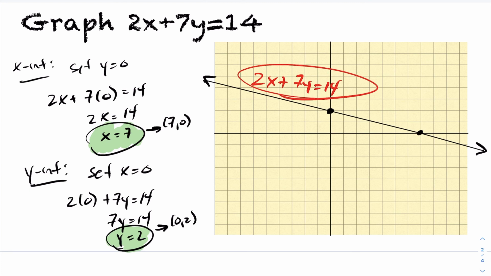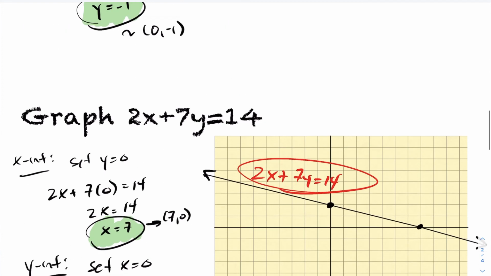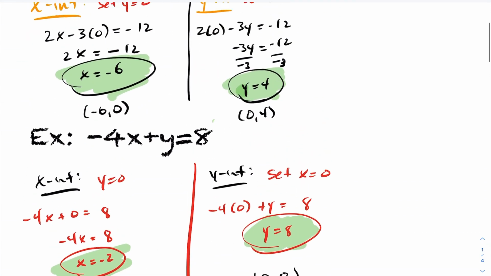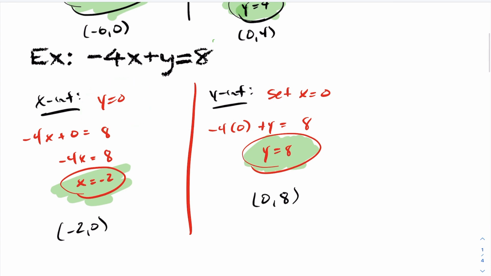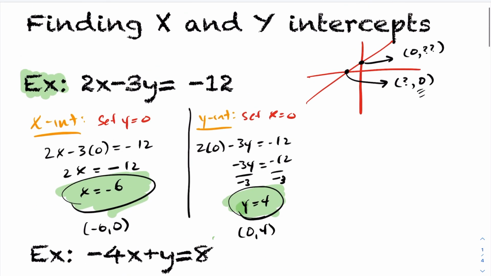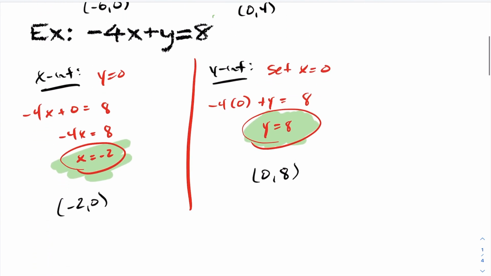Okay, so that's a brief demonstration as to how you find x and y intercepts. Just to recap here, to find an x-intercept, every time we set y equal to 0 and solve for x. Likewise, to find your y-intercepts, you're going to set x equal to 0 and solve for your y-intercepts.